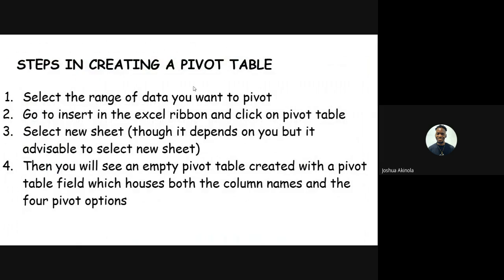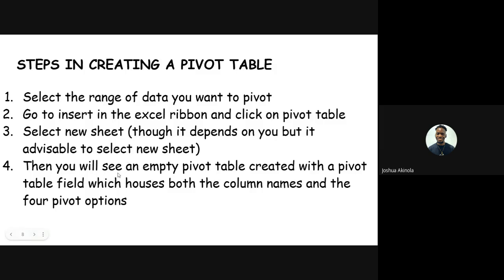So what are the steps in creating a pivot table? One is to select the data range you want to pivot. Then you go to your Excel ribbon and click on PivotTable. Then select the new sheet. Though it depends on you, it's advisable to select a new sheet. Take for instance, I like having all my pivot tables in just one sheet so that I won't have a lot of sheets open just for pivot tables. I usually create just one sheet for my pivot tables, and I organize them in such a way that they don't interfere with others.